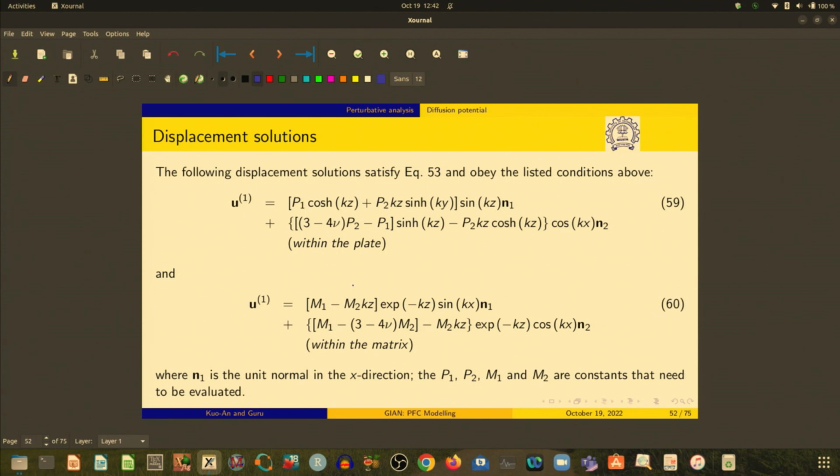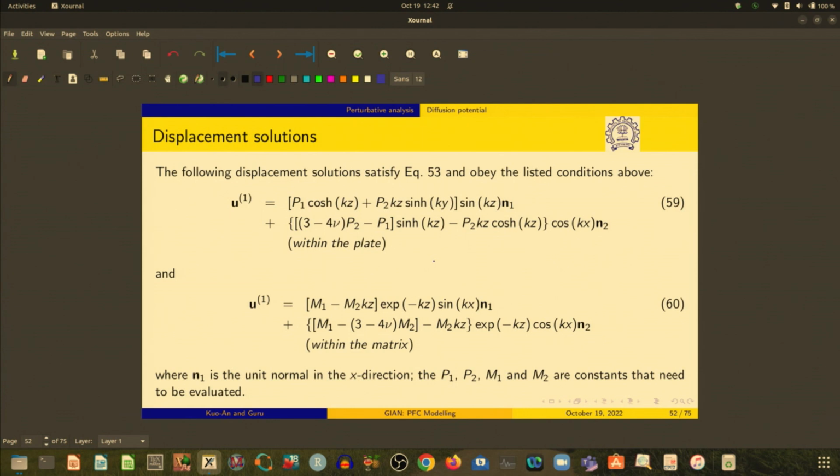Now, why is this the solution? Well, this is the ansatz. We say that this is the solution. We find the P1, P2, M1, M2, which will then, how do we get P1, P2, M1, M2? By using those conditions, right. It has to obey the equation of mechanical equilibrium, it should obey this u1 going to 0 as you go to z infinity and so on.